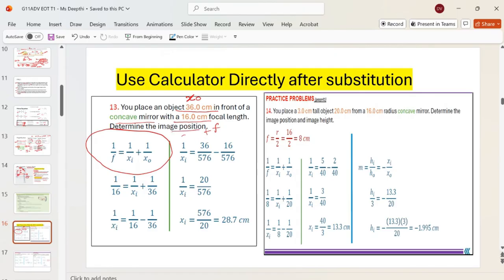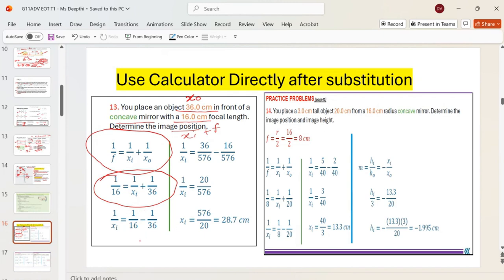You want to find the image position Xi. So you can plug in the values like this and substitute in the calculator. Just plug in the calculator, put the Xi as X in the calculator. You can directly get the answer.